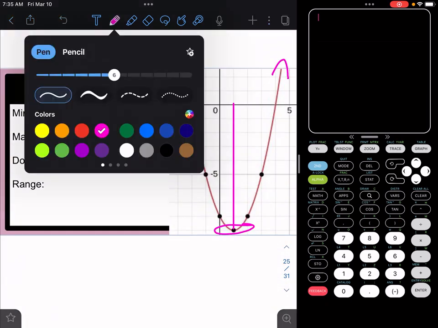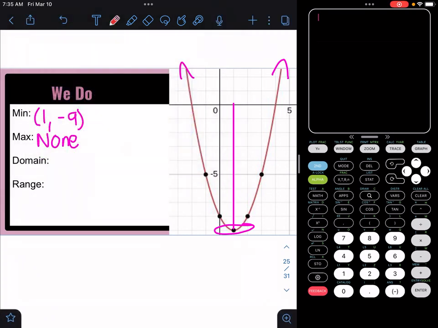Now, domain. Domain talks about how much to the left and right this graph goes. If I follow the line and I go all the way to the left, I'm never ever going to stop. If I'm never stopping, that means I'm going to -infinity. And if I go all the way to the right and I'm never ever stopping, that means I'm going to +infinity.